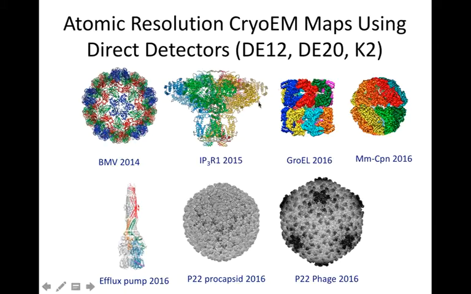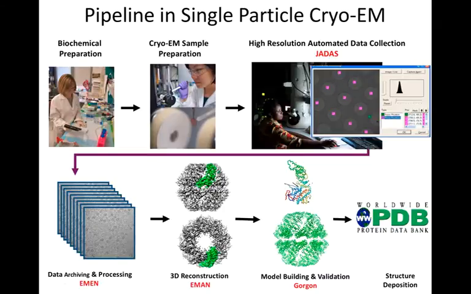Today I'm going to show you examples of how we use these kinds of data to retrieve near-atomic resolution structures. Here is a pipeline of the whole data acquisition and data processing steps. First, we have to purify the material, similar to crystallography studies.